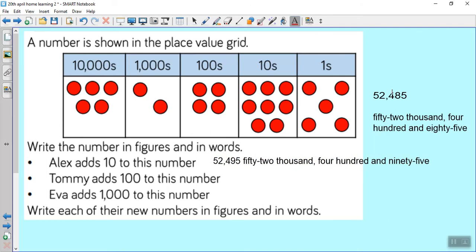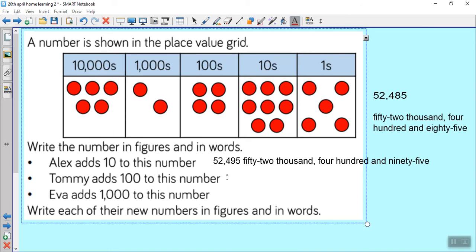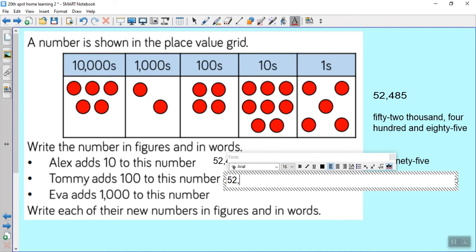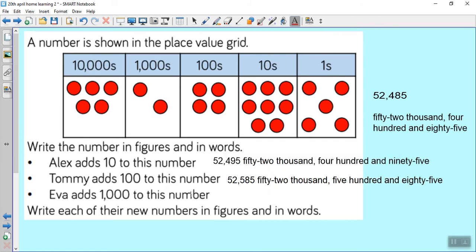Tommy adds 100 to the number. So 1 more in the hundreds column would be 52,585. 52,585. And I need to write that in words. So 52 gets squashed together with a hyphen. 52,000, comma, 585 with a hyphen.